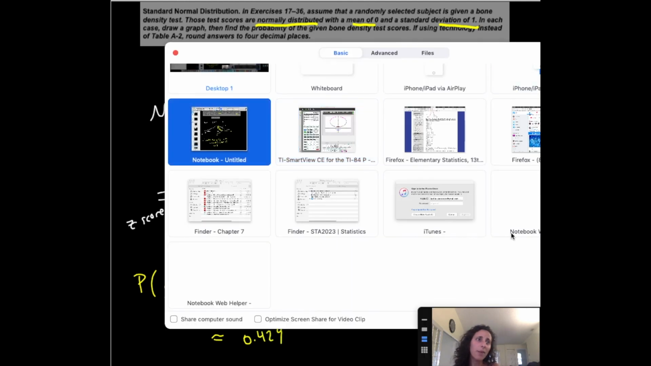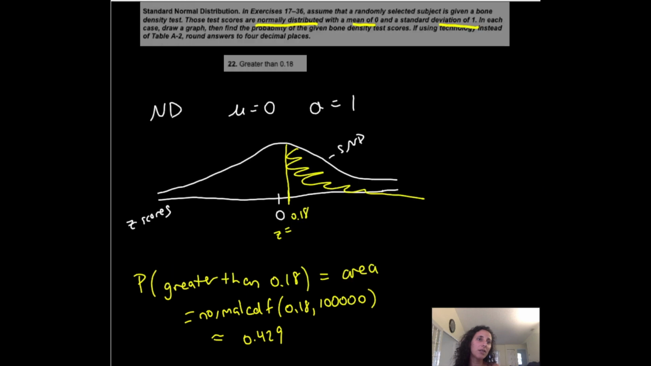Now this time I'm representing probability. So this is also in percentage form, 42.9%. So there's a 42.9% chance that I select a bone density test that is greater than 0.18.